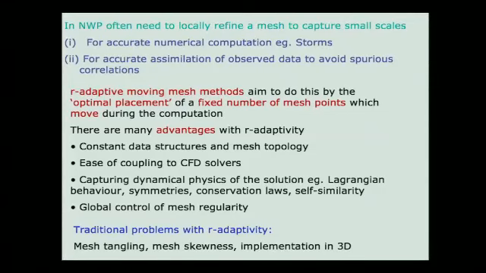If you don't tangle, there's always the problem you get skewness, where you get long, thin triangles developing, and obviously you want to avoid that. And also, they've been traditionally very hard to use in 3D. Again, tangling is particularly a problem in 3D. So here are reasons why they've tended not to be popular.